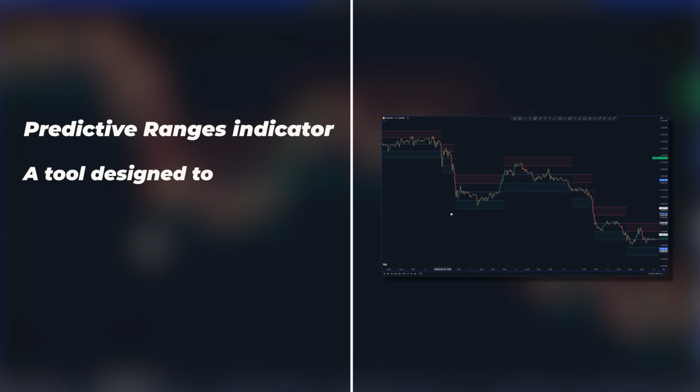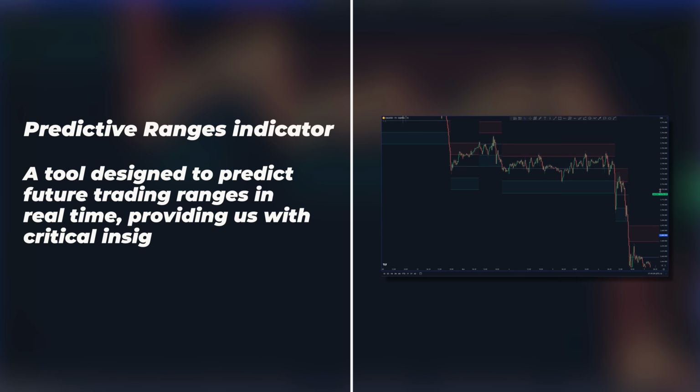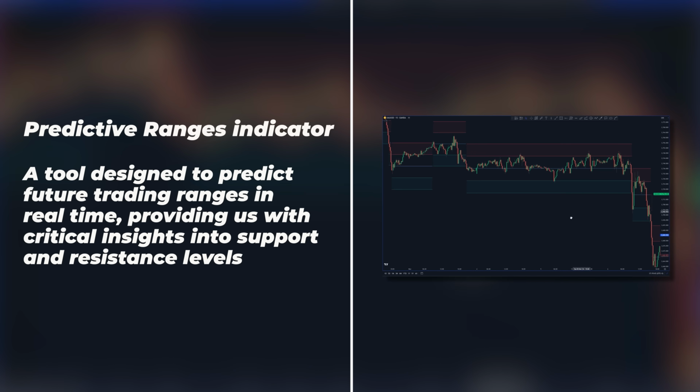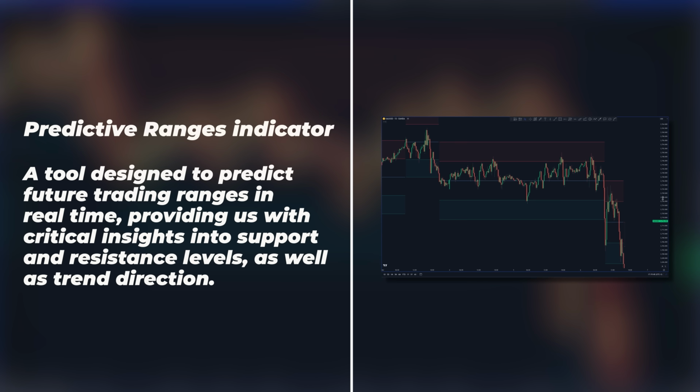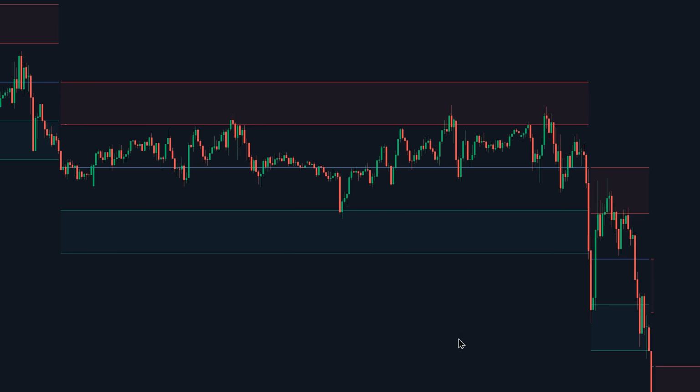Ladies and gentlemen, this is the all-powerful Predictive Ranges indicator, and I know you may be thinking, but what exactly is it? Well, it's a tool designed to predict future trading ranges in real time, providing us with critical insights into support and resistance levels as well as the trend direction. This indicator predicts future trading ranges and adjusts dynamically in real time.